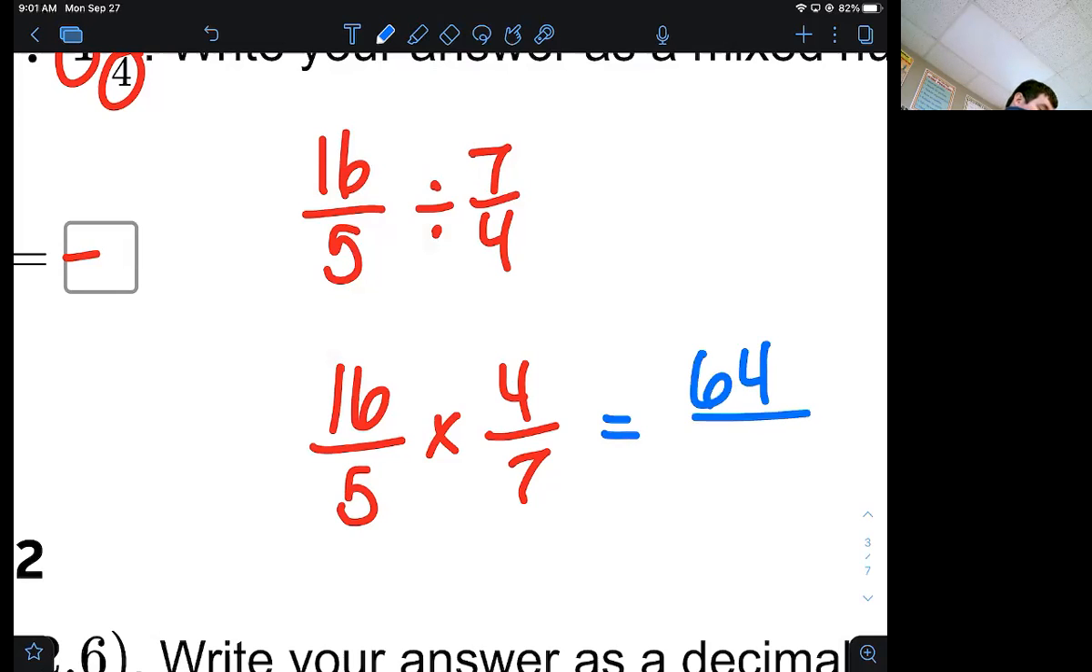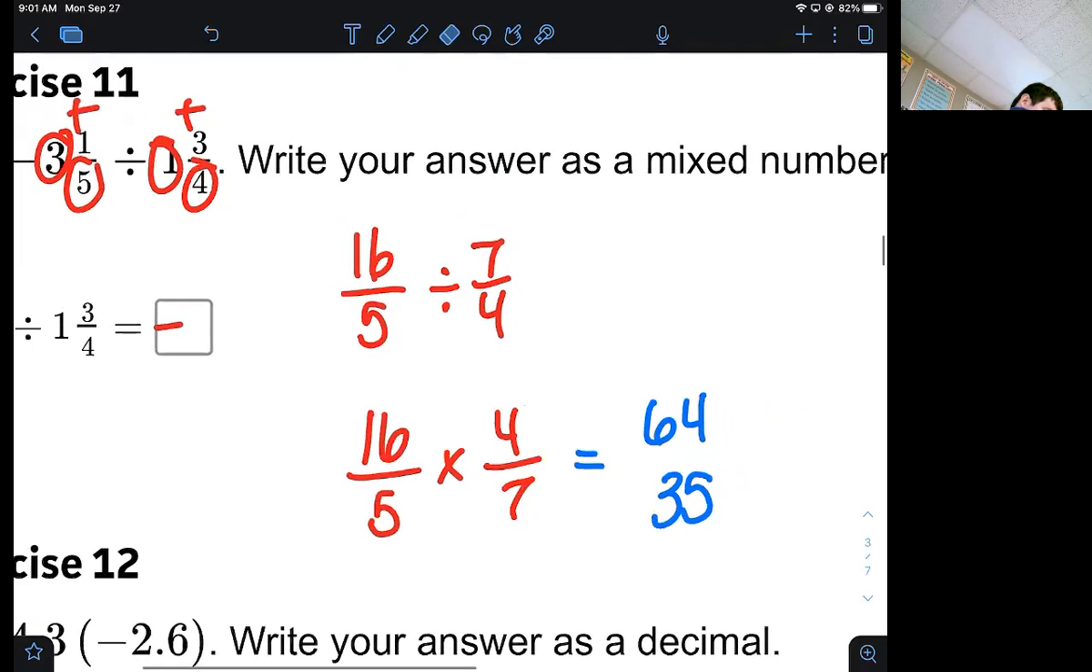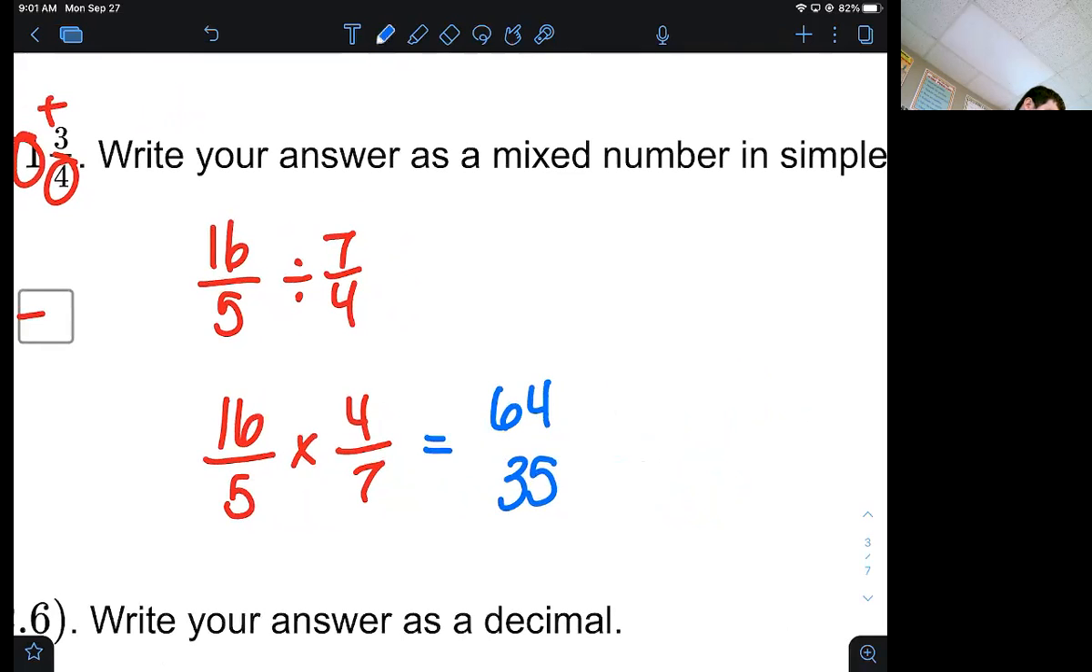What about 5 times 7? 35. And can I leave it like that? What does it say? Nope. It says write your answer as a mixed number, which again, I'm not a big fan of. How many times does 35 go into 64? Once, because what's 35 times 2? That's 70, isn't it? So that's too big. So it doesn't go in twice.